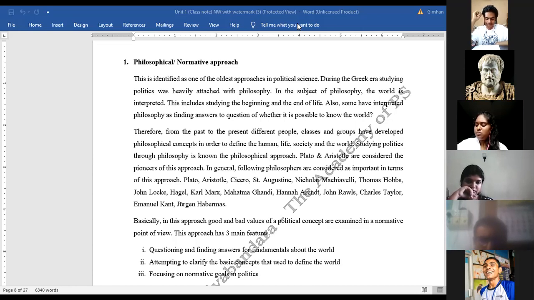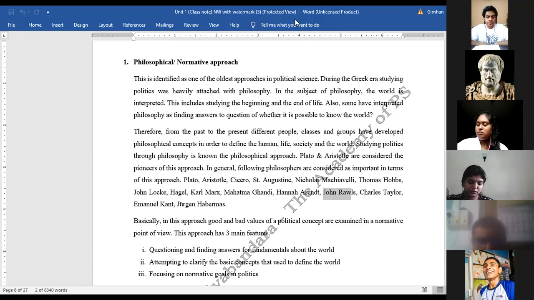If you all want, just write it below how to pronounce some of these names. It goes as Plato, Aristotle, Cicero, St. Augustine, Niccolo Machiavelli, Thomas Hobbes, John Locke, although he has a silent E at the end of his name, Hegel, Karl Marx, Mahatma Gandhi, Hannah Arendt, John Rawls, Charles Taylor, Immanuel Kant, and Jürgen Habermas. Okay, right.